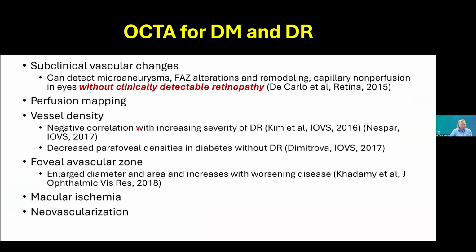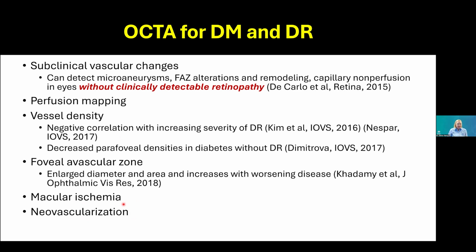We can get perfusion mapping. We can calculate things like vessel density. And of course, vessel density decreases as severity of DR increases. And we can also see macular ischemia and neovascularization. You know, before, when I suspected a patient had macular ischemia and I was running just a structural OCT, it might be that those patients, the layers in general, the entire retina just looks thinned. Now with OCTA, we can really confirm how much perfusion they have lost.